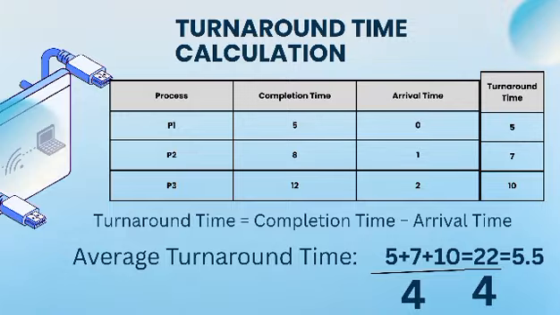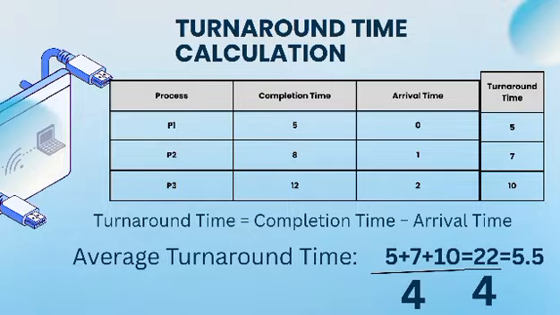Finally, we calculate the turnaround time for each process. Process P1 finishes at time 5, so its turnaround time is 5 units. Process P2 finishes at time 8, giving it a turnaround time of 7 units. Process P3 finishes at time 12, resulting in a turnaround time of 10 units. Turnaround time includes both the waiting time and the burst time of the process.